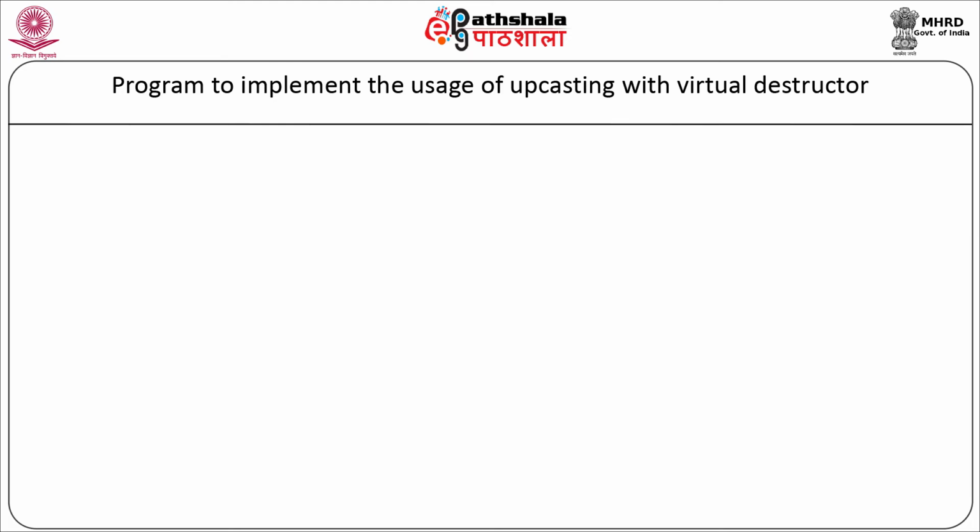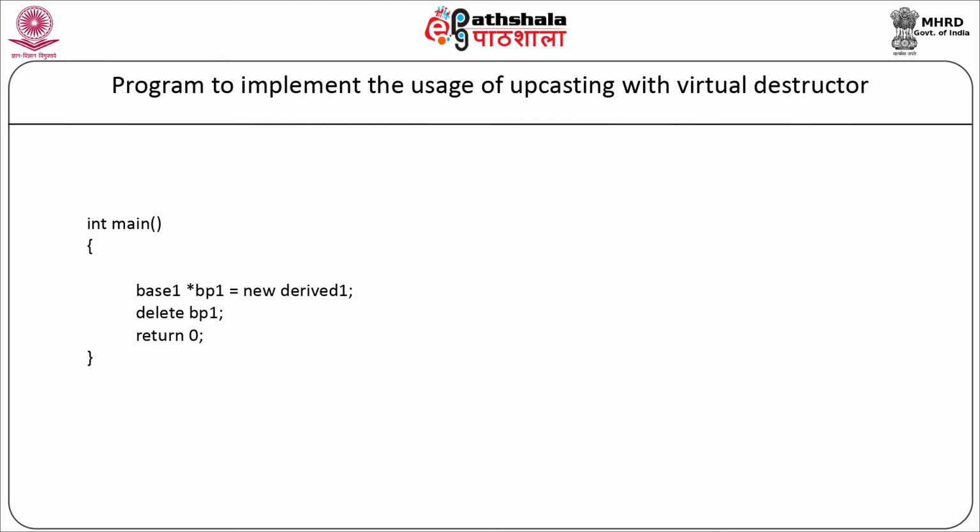Now, let us start with our main program integer main. Now, we will declare the pointer of base class which will point to a derived class object as base 1 star bp1 is equal to new derived 1. Now, we will say delete bp1 and return 0 and our program will end.